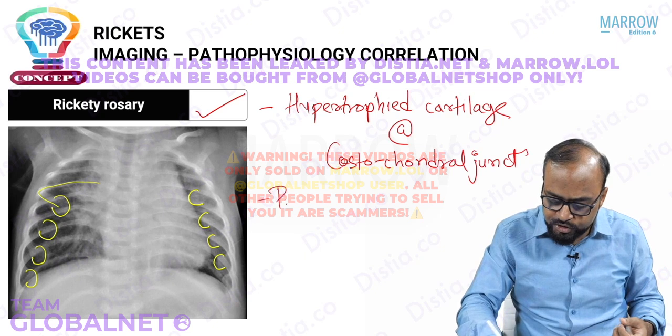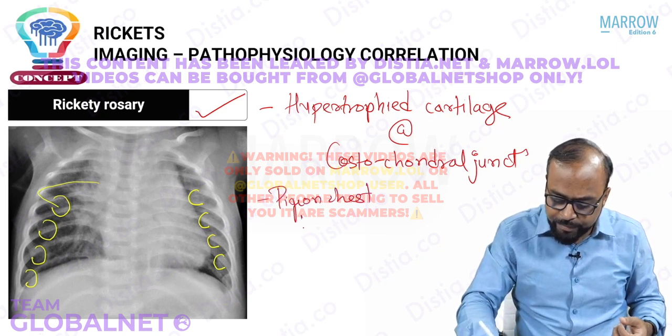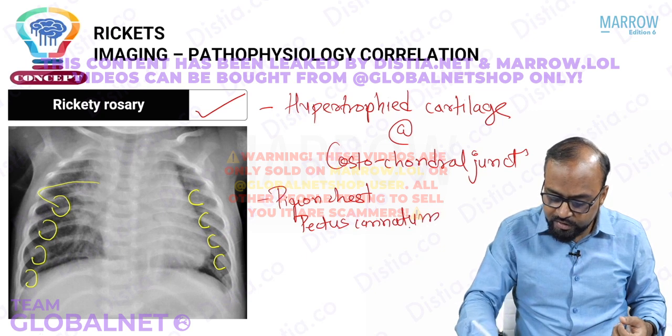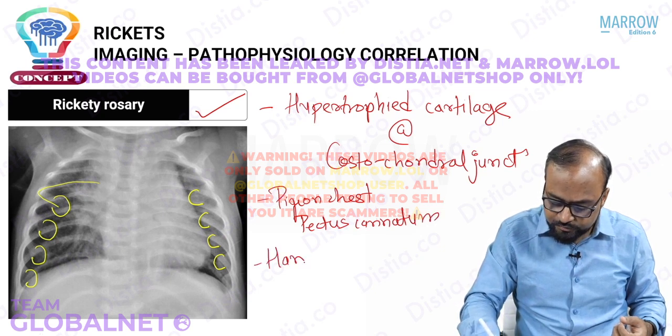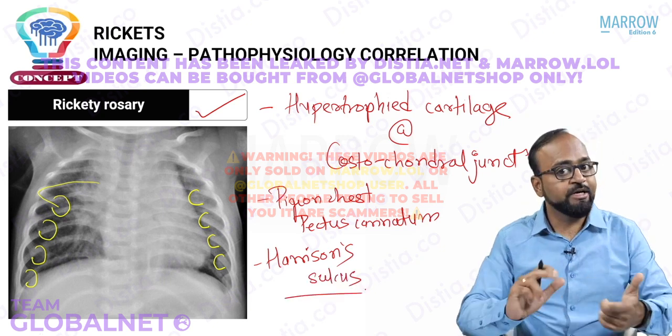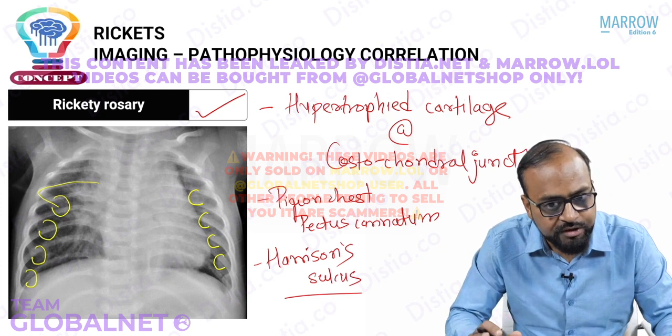So pigeon chest or pectus carinatum is also a feature of rickets. Harrison's sulcus, a sulcus which is seen at the diaphragmatic insertion site, is also a feature of rickets.